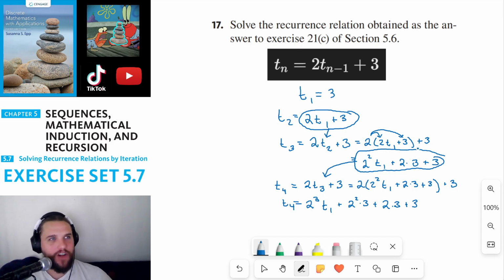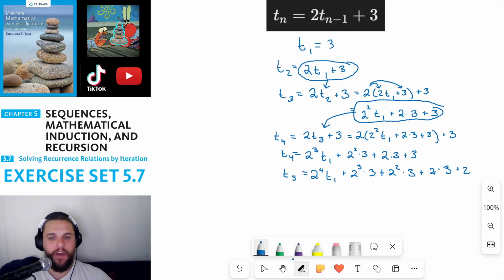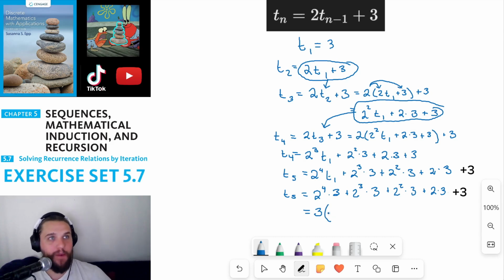And now we can start to see a little bit of a pattern. If I had to predict t sub 5, I would say t sub 5 is 2 to the 4th power times t sub 1, and then plus 2 cubed times 3, plus 2 squared times 3, plus 2 times 3, plus 3. And so now that I can predict the next term in terms of t sub 1, I'm going to replace t sub 1 with 3. And now we can factor out this 3 since it's a common factor in every single term. And then we're left with a geometric series here where we have powers of 2.